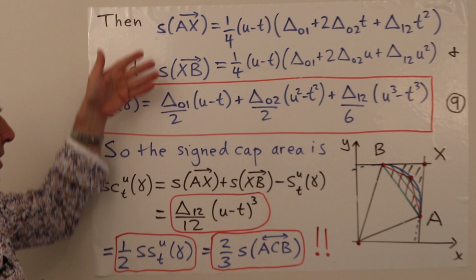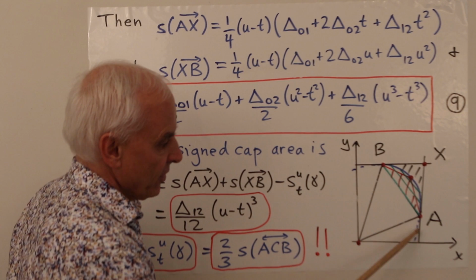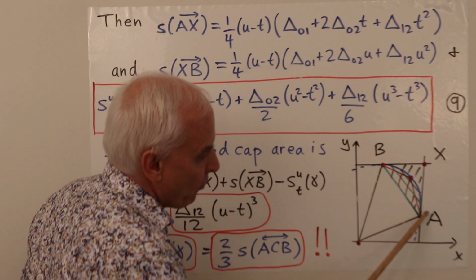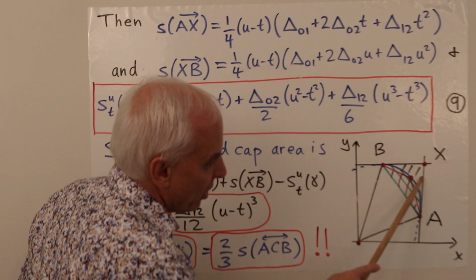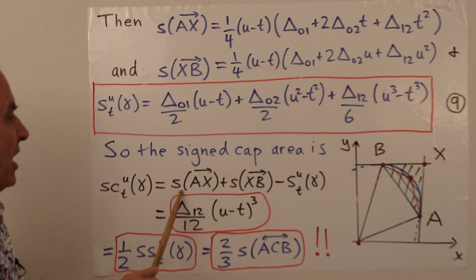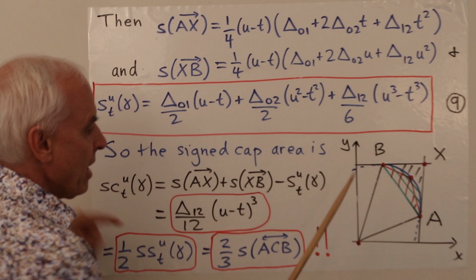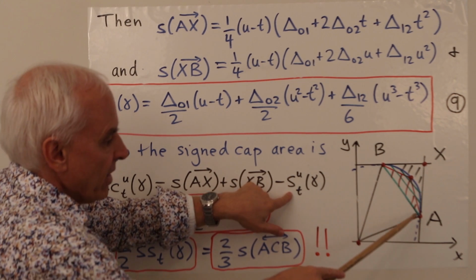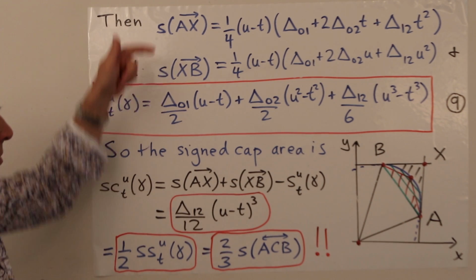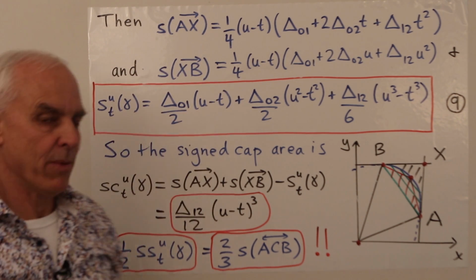Okay, so now these are exactly the ingredients we need to calculate the signed cap area of this quadratic curve from A to B. In other words, this black region here formed by these two tangents and the curve itself. We're talking about this region right here. Okay, so the signed cap area is the signed area of AX plus the signed area of XB minus the signed area from t to u of gamma. In other words, minus this signed area determined by the segment itself. Okay, so we have to take this expression, we have to add this expression, we have to subtract this expression, and we have to simplify.